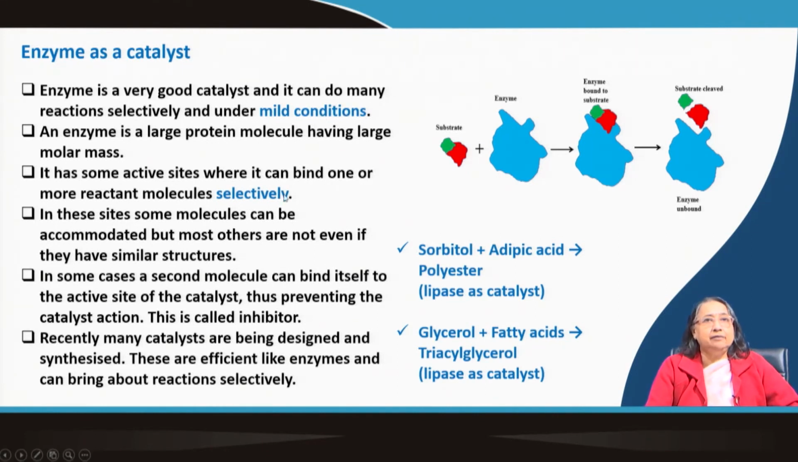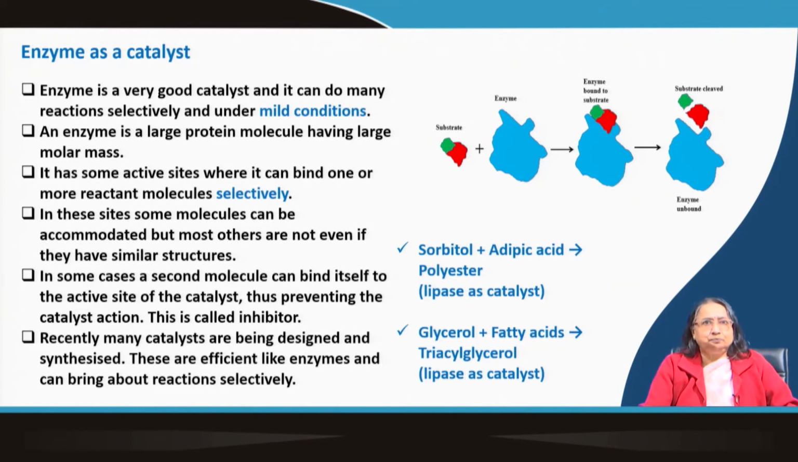Another thing is that they are very selective also. There may be many compounds in the system, but only a particular substance will come into the active site and do the reaction. That is very important for enzymes, they are very specific. In these sites some molecules can be accommodated, but most others are not, even if they have similar structure. Maybe the structure is very similar, but still they cannot be accommodated. There are many factors, size factor and functionality factor, so they cannot be accommodated.